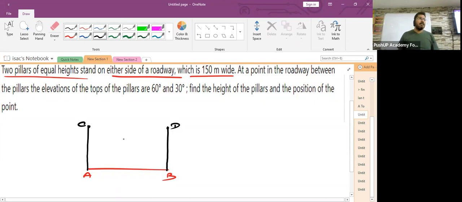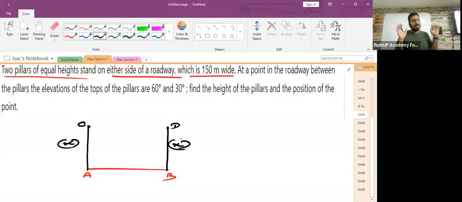So whatever is AC, the same is BD. So let me assume AC as X. So BD will also be equal to what? X. If you want, you just assume it to be X. If you don't assume it to be X, it's not going to matter, children. Okay. Now, the next point.